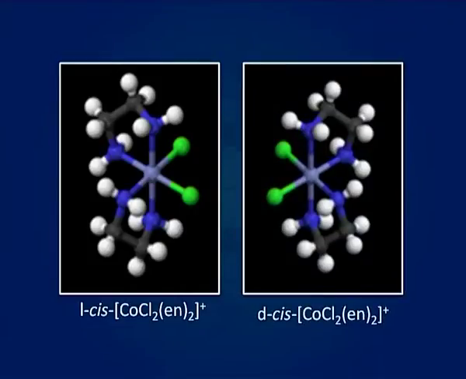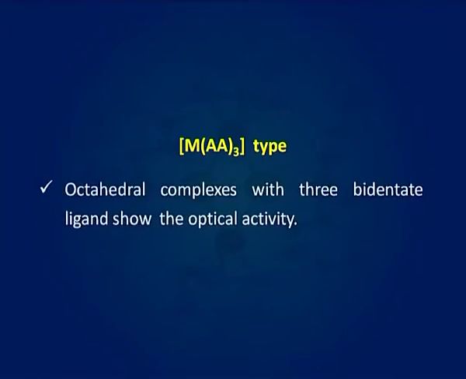Here is the stereo view of the cis isomer of the complex CoCl2(en)2. Here also you can see the cis isomer is optically active as there is no element of symmetry and the mirror images are also non-superimposable. Now we will be discussing the complexes of the type M(AA)3. Here AA is again a symmetrical bidentate ligand. Octahedral complexes with 3 bidentate ligands show optical activity.